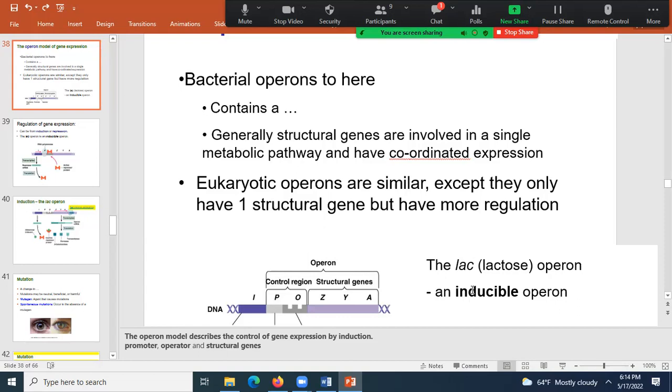All right, as I mentioned, the lac operon is an inducible operon. It is induced when the sugar lactose is around. Also, in the operon, you have regulatory regions.